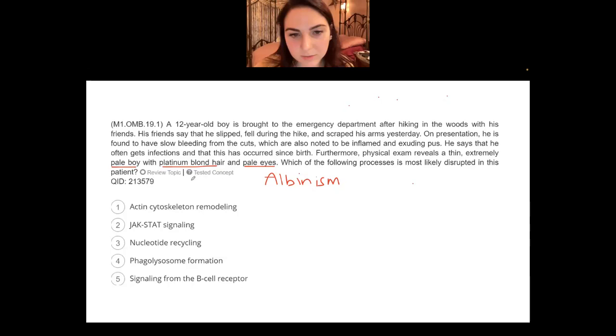I think it's so cool, but this is just saying the platinum blonde is something he was born with, which is not normal. No one is born with platinum blonde hair. So you can think of this as white hair, very, very pale eyes, and a pale boy. Albinism. A lot of you guys said this is Chediak-Higashi, but then you're looking for an answer having to deal with microtubules.